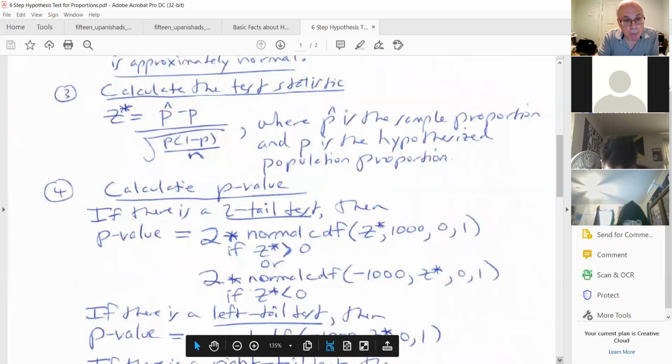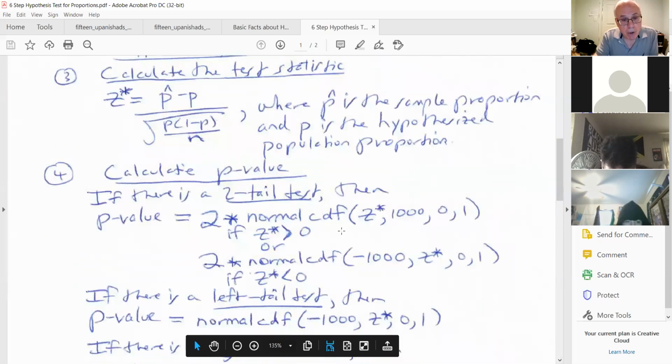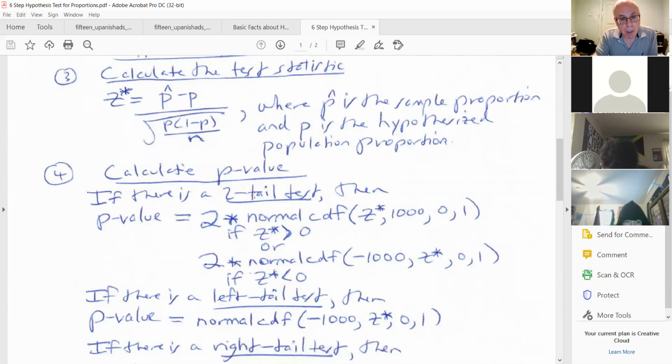The next step is to calculate your p-value. And I'm showing you how to do it right here. If you have a two-tailed test, you have to go back to step 1 and check the alternative hypothesis. Is it a two-tailed test?